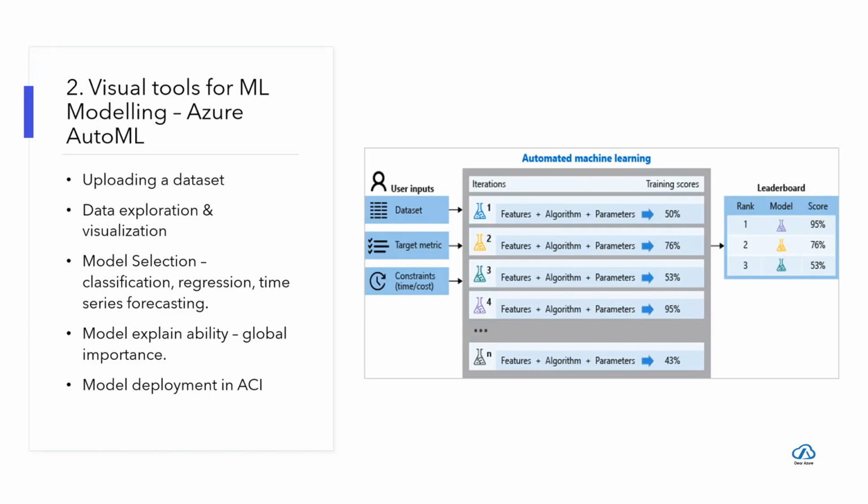Then the second section will have questions regarding visual tools. There are two types of visual tools we have already discussed. One is automated machine learning. The second one is Azure Machine Learning Designer. So this is automated machine learning.